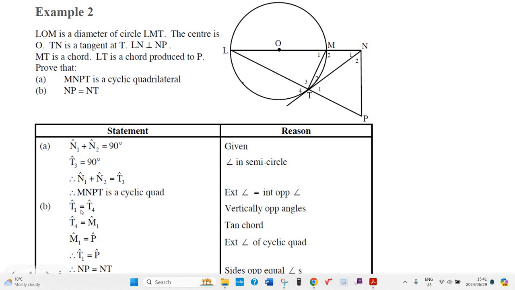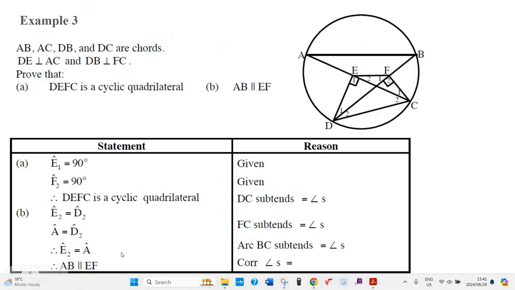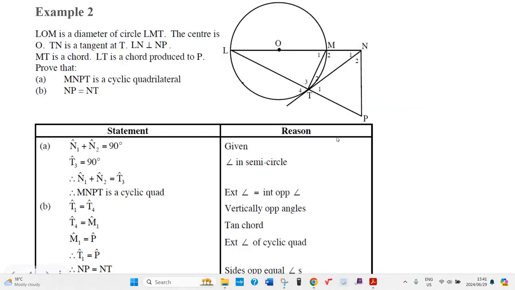Just looking at the relationship here, because T4 is equal to both of these things, that means that M1 has to be equal to angle P. That's right. And if these two angles are equal, sides opposite equal angles mean that these sides have to be equal. And there's the proof all done. Example 2 done. There's some thinking in there, but there you go.